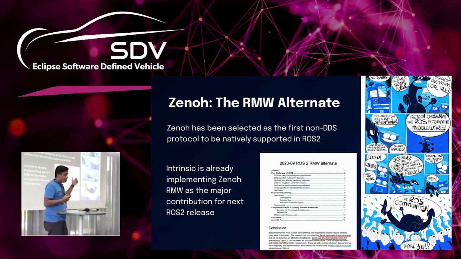And this is where they did an independent evaluation of all the middlewares that are available out there. They came to the conclusion that Zenoh could address these challenges very well. And this is where they have now created an alternative middleware option for ROS2. You can already try the alpha version. It is available. And soon there will be a release with full support for Zenoh.